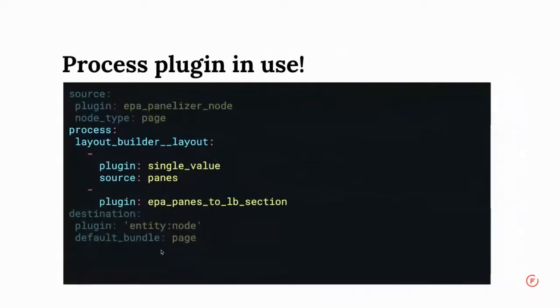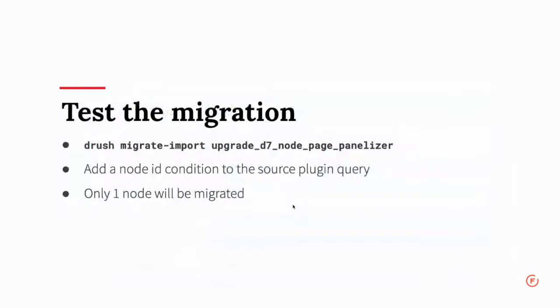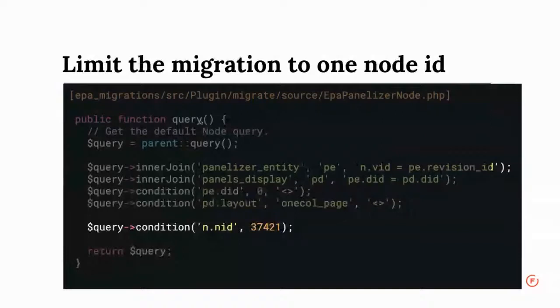All right, so now here's our process plugin in use. We've created the EPA panes to Layout Builder section plugin. We've simplified the logic a bit, but hopefully the gist of what we're doing is there. And now we're going to test the migration. So we're just going to run drush migrate import upgrade D7 node page panelizer. A trick I like to use is to add a node ID to the condition in our source plugin. So I'm only migrating one node, and I know exactly what I'm migrating, so it's a lot easier to test. And I do that just by modifying our query method and adding that additional condition.